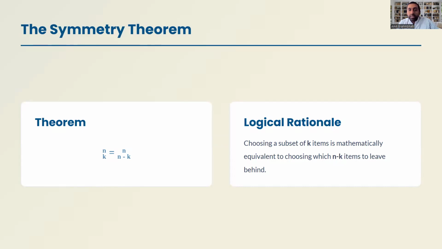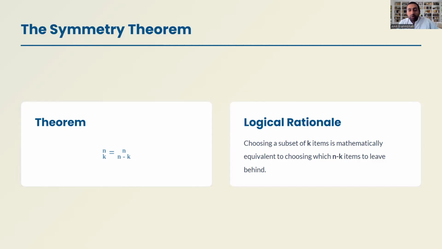N choose k is equal to n choose n minus k. Algebraically, this is trivial to verify by looking at the denominators of the factorial formula. But let's prove it combinatorially.